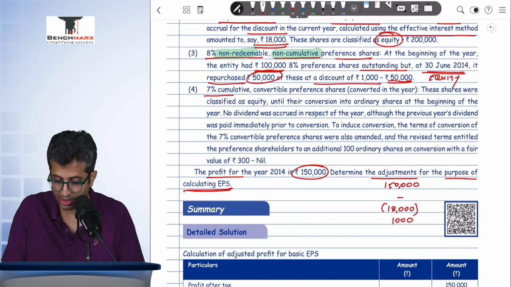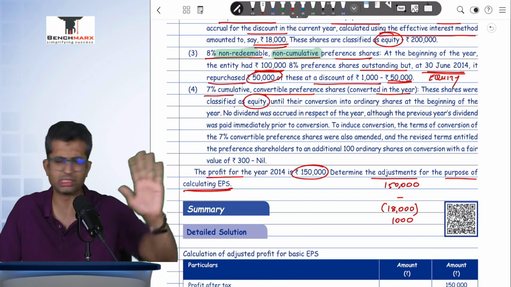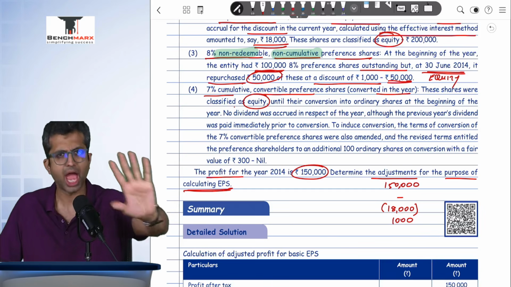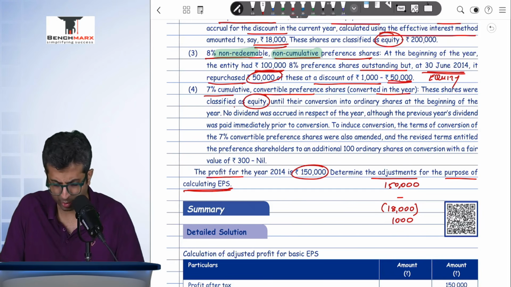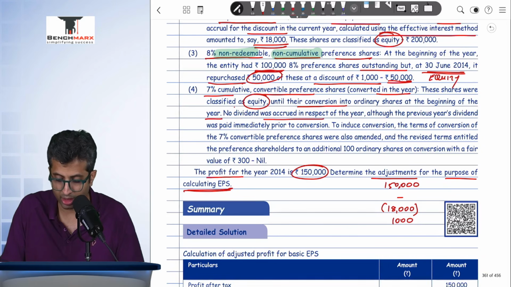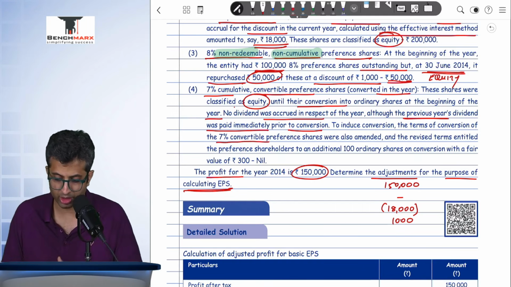Then you have 7% cumulative convertible preference shares converted during the year. These shares were classified as equity, clearly given to you. Over here, the institute has made certain changes in its solutions, and hence that is correct, and we will solve in line with the institute's correct updated solutions. Now, their conversion into ordinary shares was at the beginning of the year. No dividend was accrued in respect of the year, although previous year's dividend was paid immediately prior to conversion.